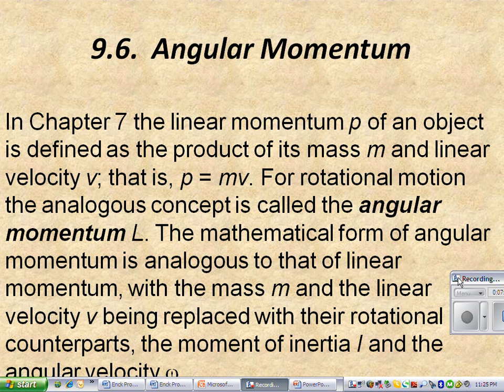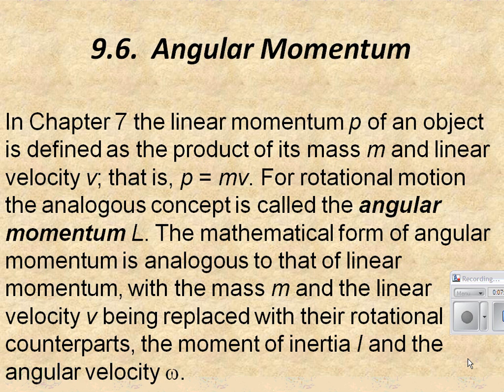For rotational motion, the analogous concept is called angular momentum, and it has the variable L. The mathematical formula of angular momentum is analogous to that of linear momentum, with the mass m and the linear velocity v being replaced with the rotational counterparts, the moment of inertia I and the angular velocity omega.